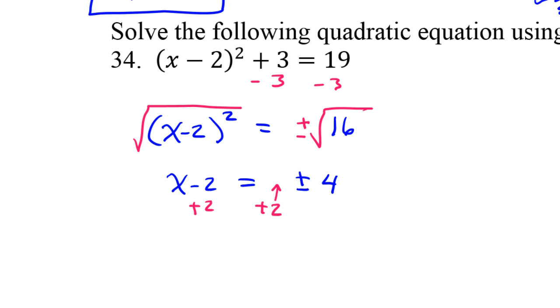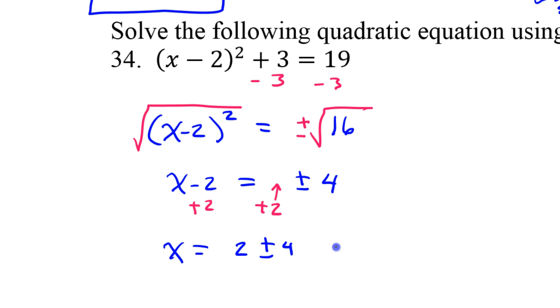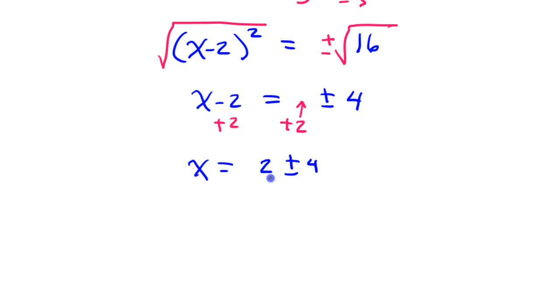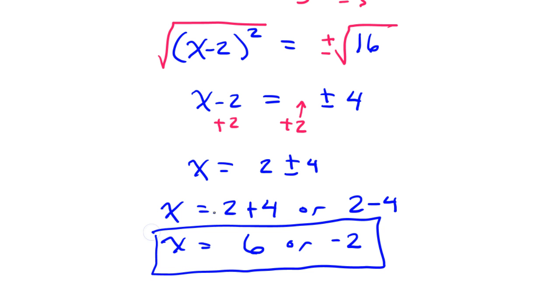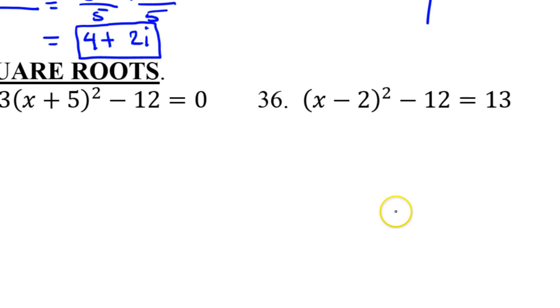So that's going to give me x is equal to 2 plus or minus 4. Now, there's no reason why I can't add and subtract this. I'm going to get 2 different answers. So this is x equals 2 plus 4 or 2 minus 4. That's what plus or minus means. So 2 plus 4 is 6, but 2 minus 4 is negative 2. So x equals 6 or negative 2. So that's how you solve by using square roots.